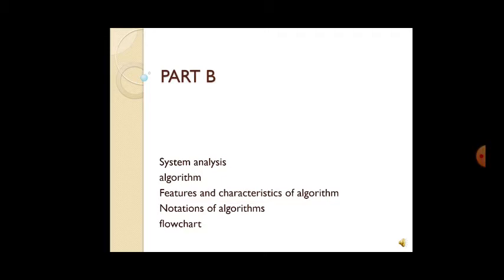Then in part B, we learnt about system analysis, why we should do the system analysis, and the software development cycle, and we are going to write the algorithm also. Why is an algorithm required? Then features and characteristics of algorithm, notations of algorithm, and the flow chart. If you have any doubts regarding these two concepts, you can message me. I'll be happy to answer all your queries.